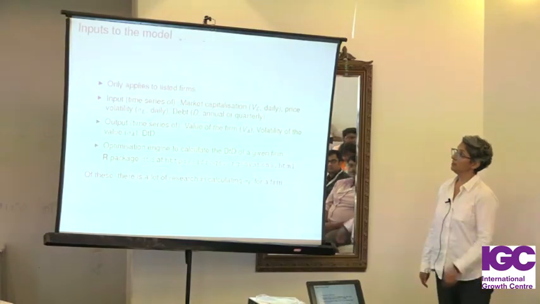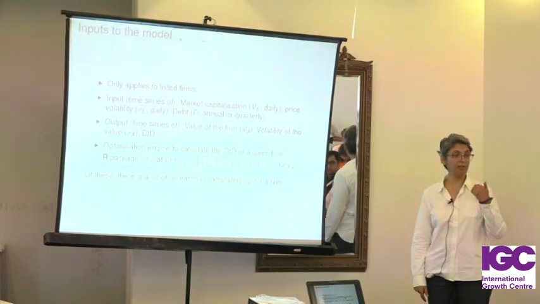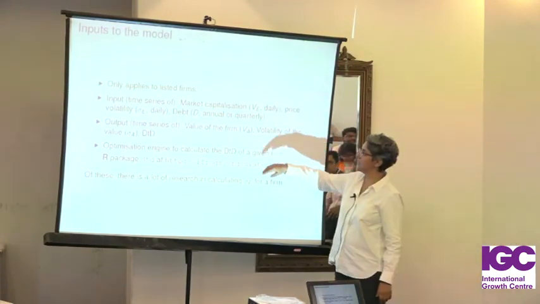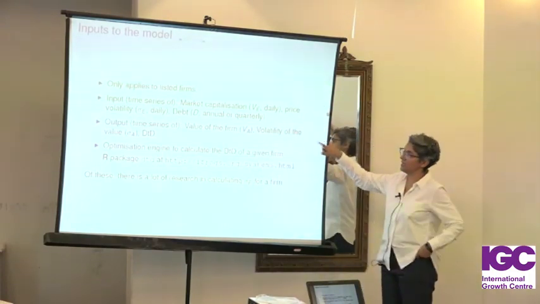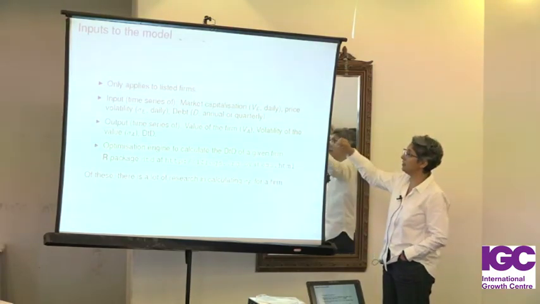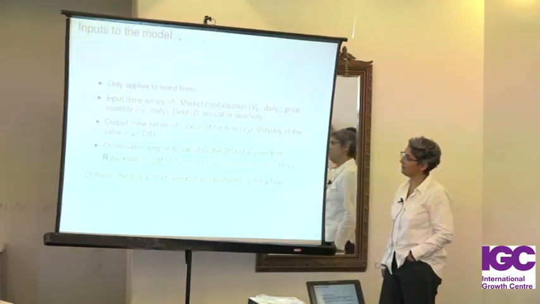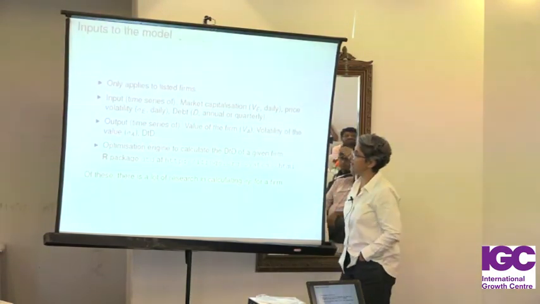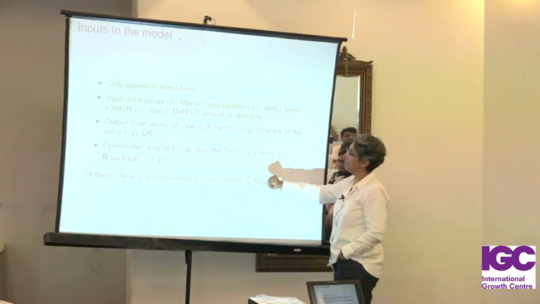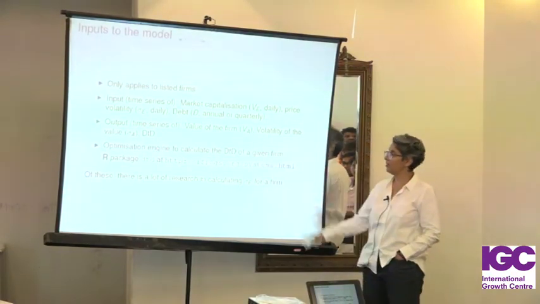What are the catches here? It only applies to listed firms because you need to see the equity price. You need to be able to calculate the volatility of the equity price. You need inputs as a time series of market capitalization daily. This is something you get if you have access to the Provis website, Provis product, or on the website of any of the exchanges. You need to estimate the volatility of equity, and you need a debt figure which is either annual or quarterly. The output will be the value of the firm as a time series, and you will get the volatility of the value of the firm, and you can calculate the DTD.